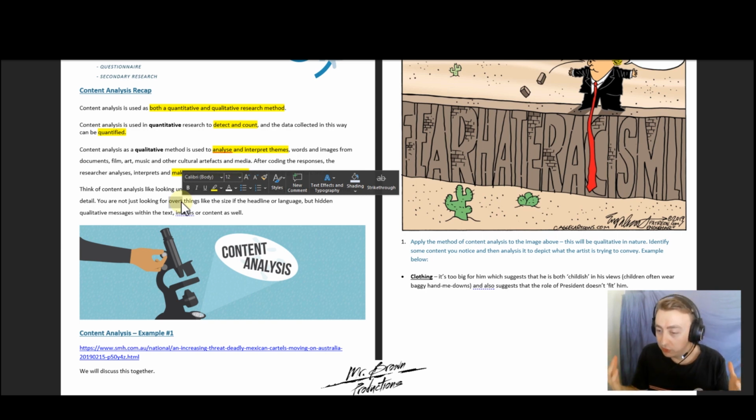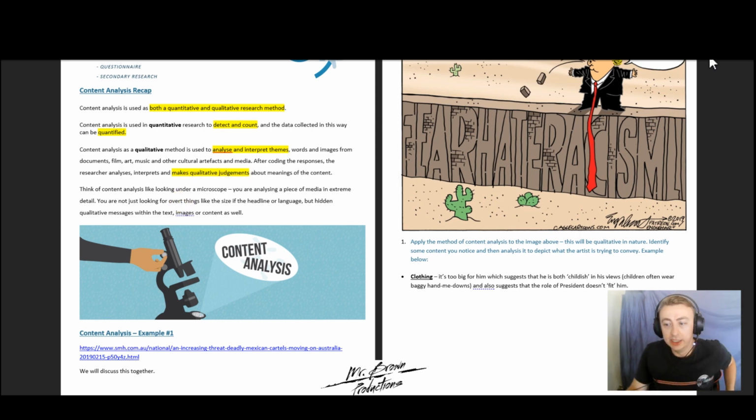Overt means something that's obvious, something that's obvious that you can see. So something like a news article, the heading or title's really overt, it's really obvious, but the language and the messages that they're trying to convey within their text might be more covert, meaning they're a bit undercover or a bit hidden. So we want to be looking at both of those things, but particularly the covert things, the microscope thing, because that's where the juicy parts are. The devil is in the detail, as they say.